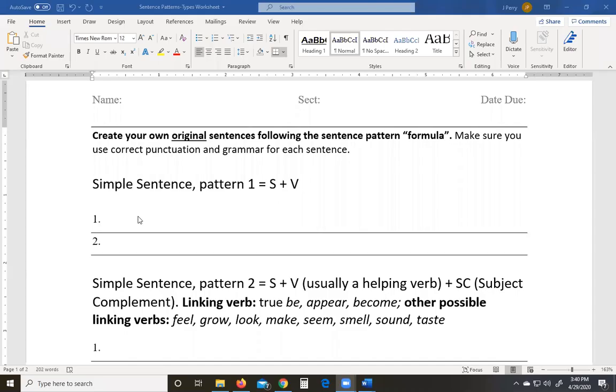Okay, so as a reminder, create your own original sentences based off of the formula that you see here. And make sure you use correct punctuation and grammar for each sentence. So the first sentence is pretty basic. All I'm looking for is simple sentence pattern number 1.